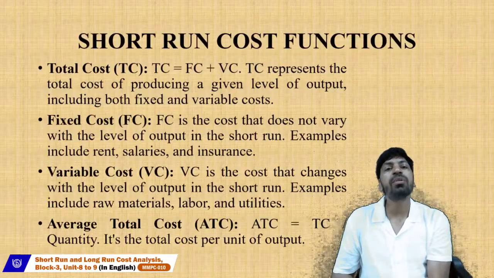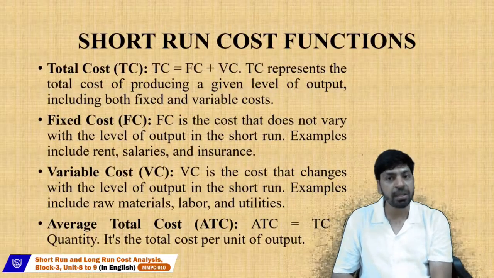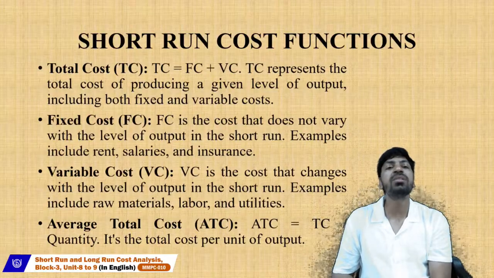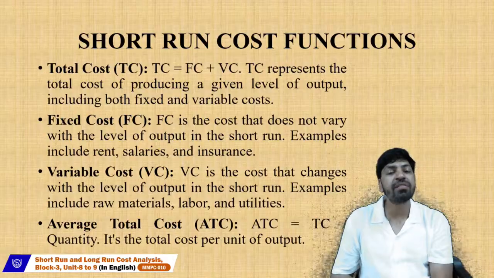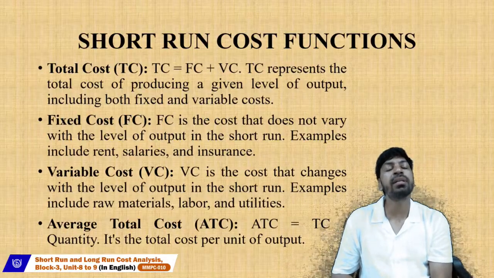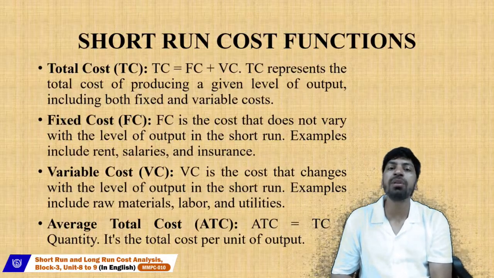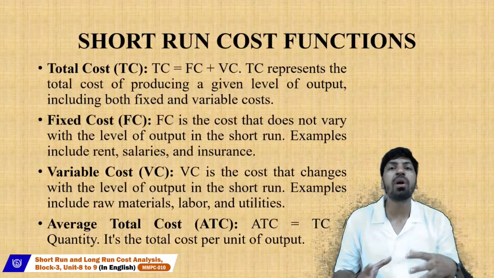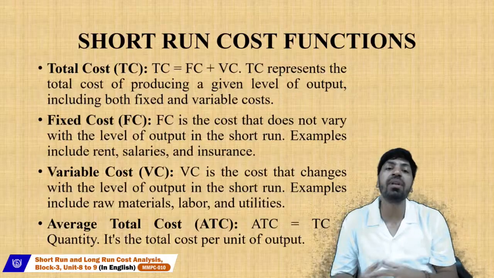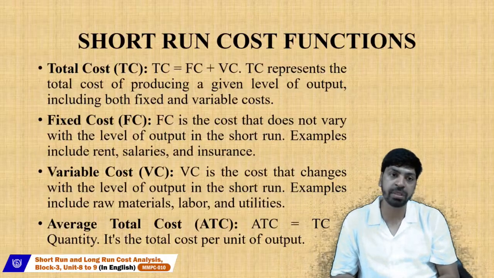Now we can come to the short run cost functions. The first one is total cost. How to calculate the total cost? It refers to a combination, or the summing up, of fixed cost and variable cost. Total cost represents the total cost of producing a given level of output, including both costs.